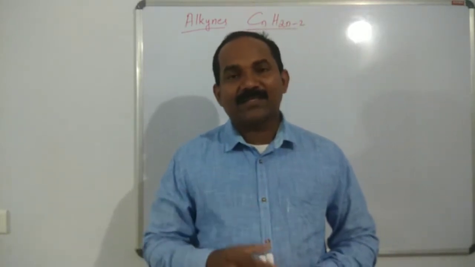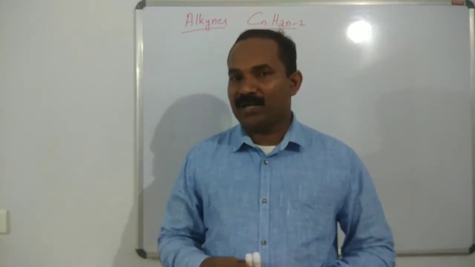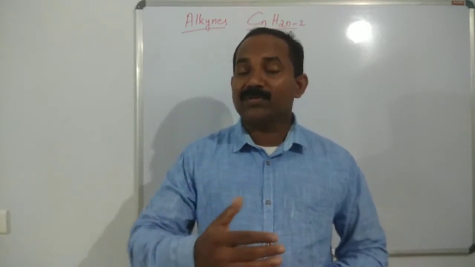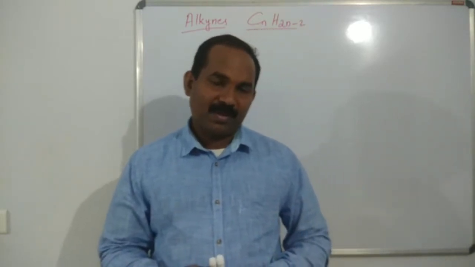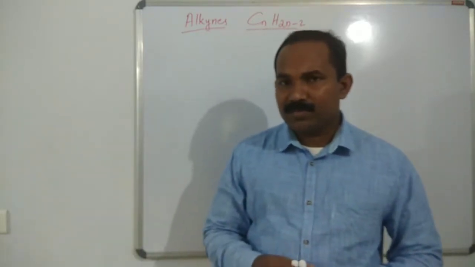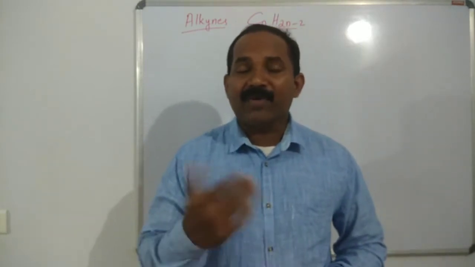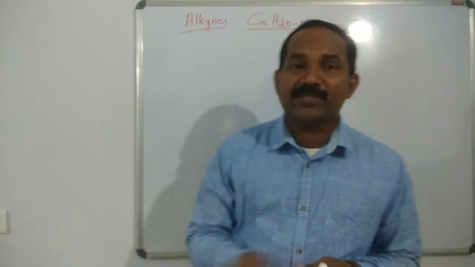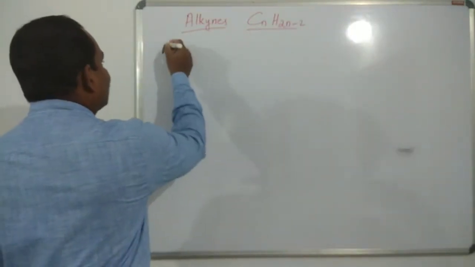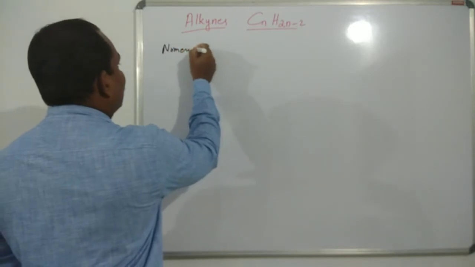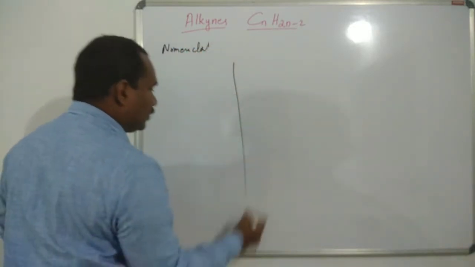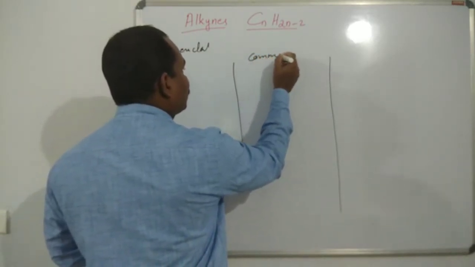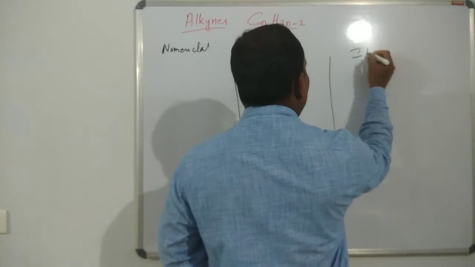Okay, let's discuss the nomenclature of alkynes. You know how to name the hydrocarbons or alkynes. In common name, alkynes are derivatives of acetylene. Nomenclature. So we can make it two columns. One column is common name and the second column is IUPAC name.